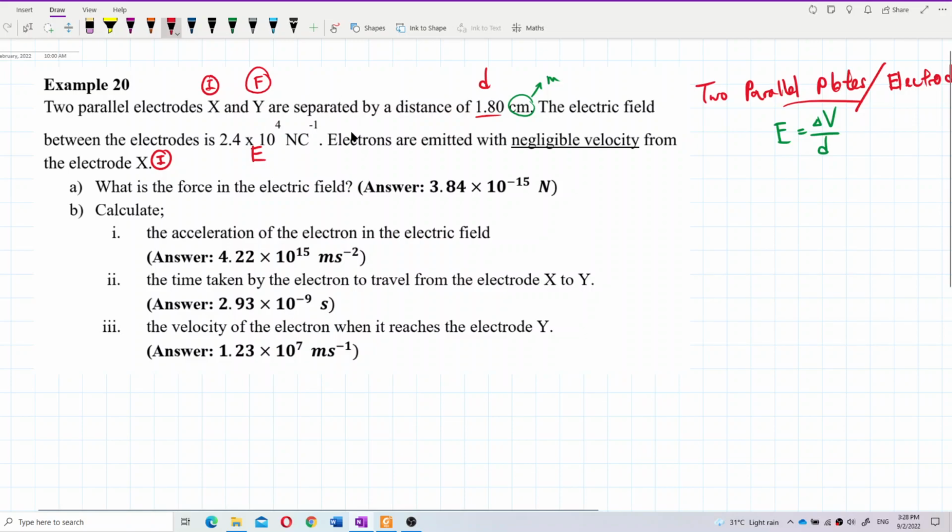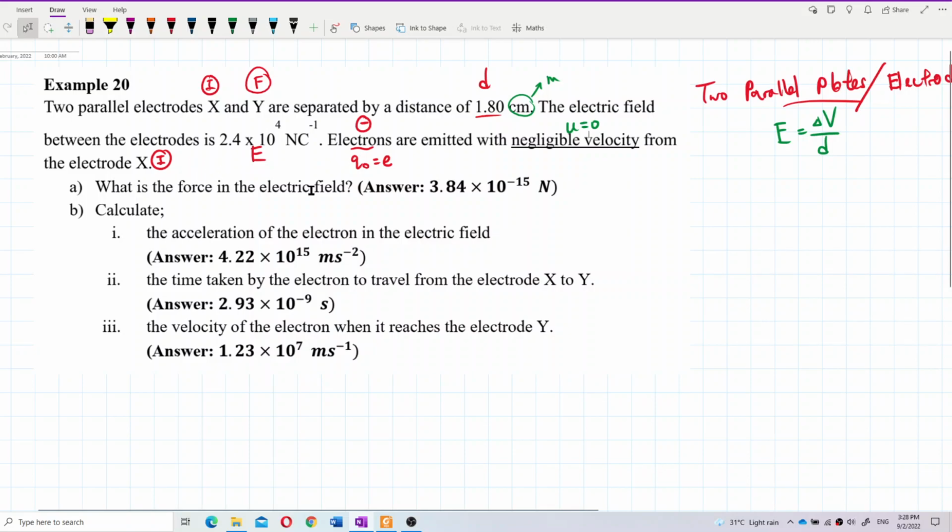The electron is the test charge. Q0 is the electron charge. It's a negative test charge. Negligible velocity means the initial velocity is zero. Okay, so these are the things you need to know. The electron is a negative test charge.